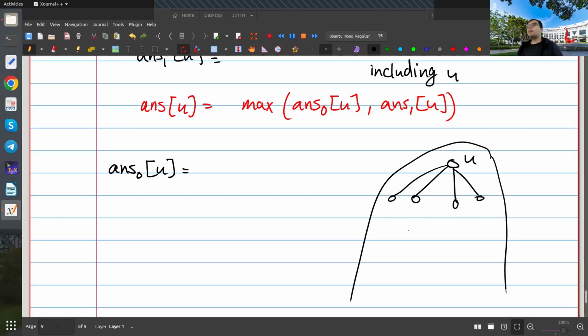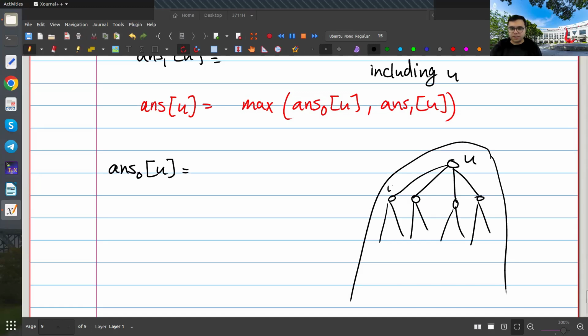Okay? Because I'm not taking u into the solution, from any of its children, I can basically decide what to do. So let's say these children are v1, v2, and so on. At v1, I can say I take v1 into my solution or I don't. At v2, I can do the same thing. And by the way, the choices that I make for the subtree of v1 are completely independent of the choices that I make at v2, v3, and so on.